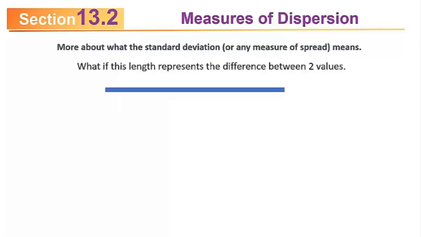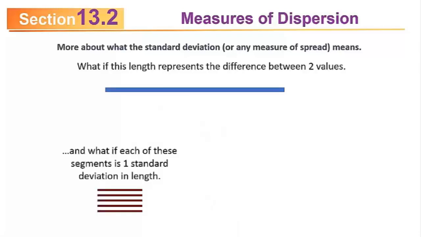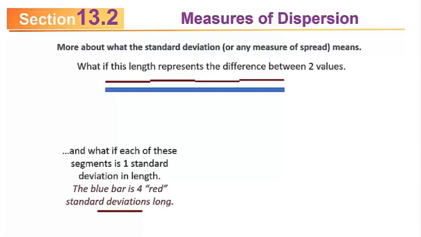Suppose the length that I put up here on the screen represents the difference between 2 values. And what if each of the line segments I've displayed down here in the lower left quadrant is 1 standard deviation in length? If I take one of those and then another and then another and then another and stretch them along the length of that wider segment, it turns out it takes 4 of them to equal the length of that one wider bar. So I could say that blue bar, that wider bar, is 4 standard deviations long.